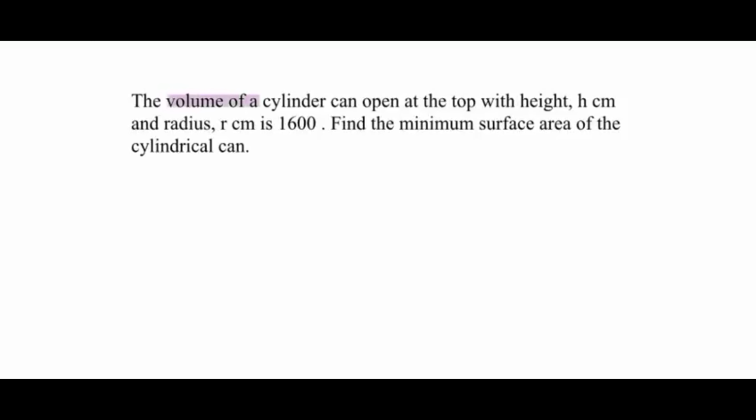The volume of a cylinder can open at the top with height h cm and radius r cm is 1600. Find the minimum surface area of the cylinder can.